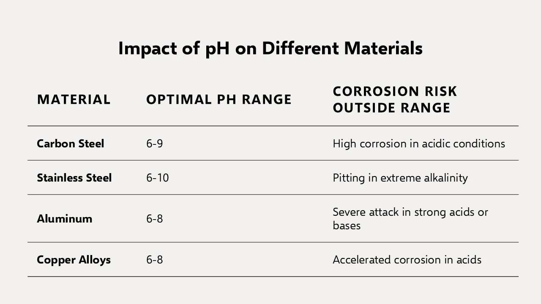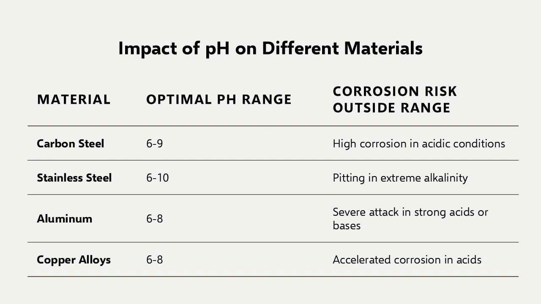Different materials respond uniquely to pH variations. For example, carbon steel corrodes rapidly in acidic environments due to active dissolution, while stainless steel may resist corrosion through passivation in mildly alkaline conditions. Aluminum forms a protective oxide layer at neutral to slightly alkaline pH but suffers severe attack in highly acidic or highly alkaline environments. Copper alloys generally perform well in neutral conditions but can experience accelerated corrosion in acidic solutions.